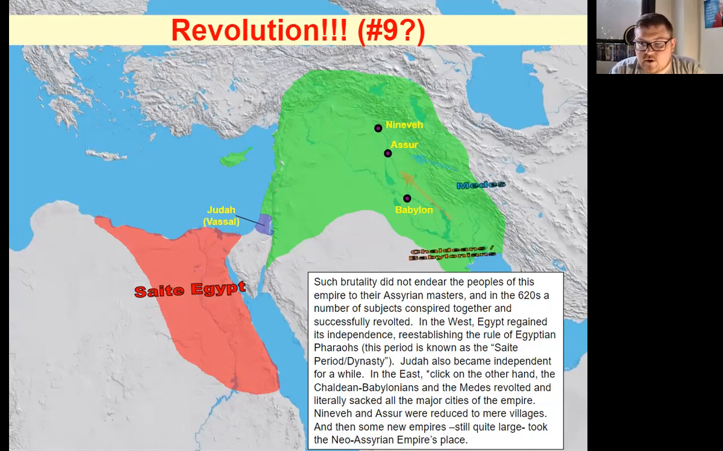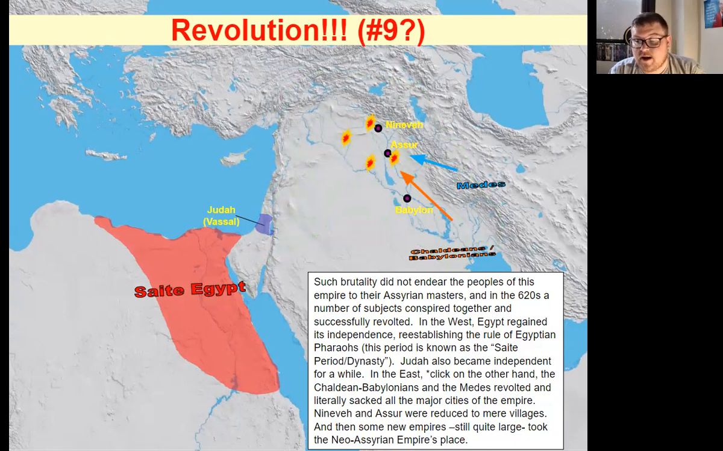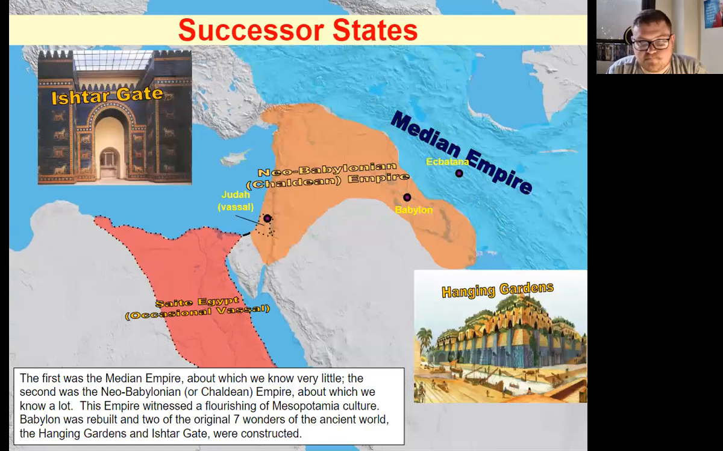In the east, on the other hand, the Babylonian people and the Medes revolted and literally sacked all the major cities of the Assyrian Empire. Nineveh and Ashur were reduced to mere villages. And then some new empires, still quite large, took the Neo-Assyrian Empire's place. The first was the Median Empire, which we know very little about. And the second was the Neo-Babylonian Empire, about which we know quite a bit because they wrote it down.